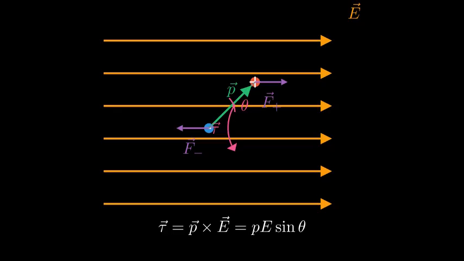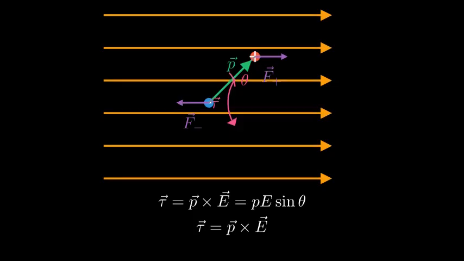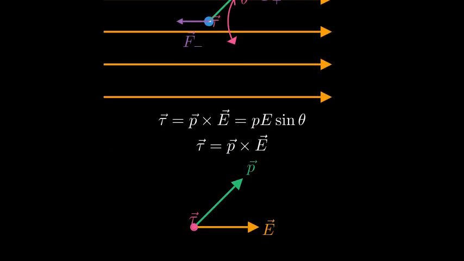We can also express this torque using the vector cross product. The torque vector tau equals the cross product of the dipole moment vector P and the electric field vector E. This cross product gives us not only the magnitude of the torque, but also its direction. The direction of the torque is perpendicular to both the dipole moment and the electric field, following the right-hand rule.